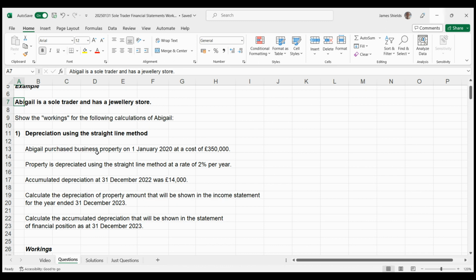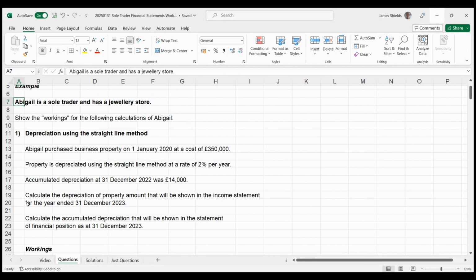Abigail purchased business property on the 1st of January 2020 at a cost of £350,000. Property is depreciated using the straight line method at a rate of 2% per year. Accumulated depreciation at the 31st December 2022 was £14,000. And this is what we've got to do.